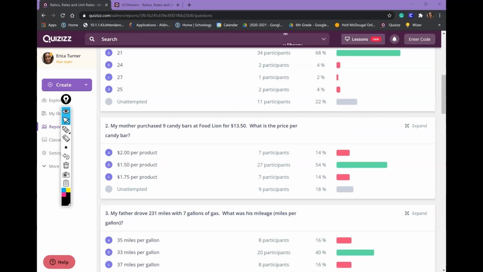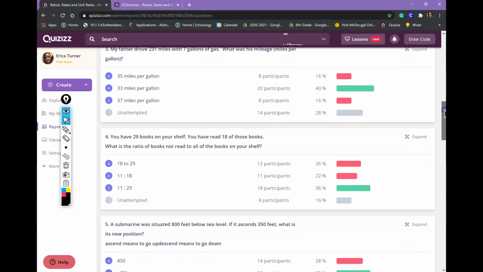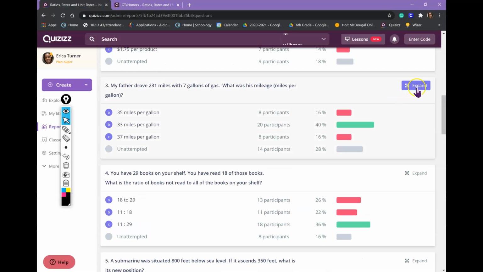So we seem to get... Let me find my notes. Alright, the first question I'm going to start with is the one that says, my father drove 231 miles with 7 gallons of gas. What was his mileage, miles per gallon? So I'm trying to find my rate.